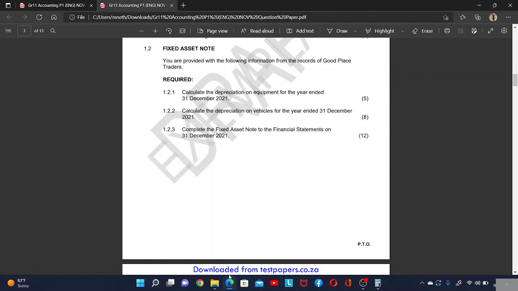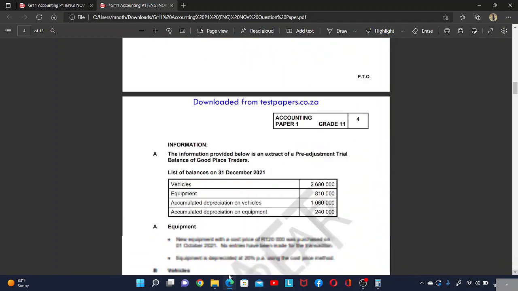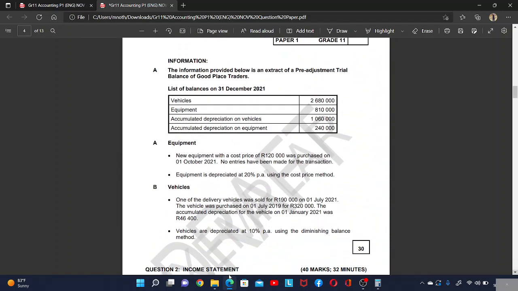Today we are going to do the fixed asset note. You are provided with information from the records of Good Place Traders. Then you are told to calculate the depreciation on equipment for the year ended 31 December 2021 and also for the vehicles. And then you are told to do the fixed asset note. Let's calculate the depreciation on equipment.